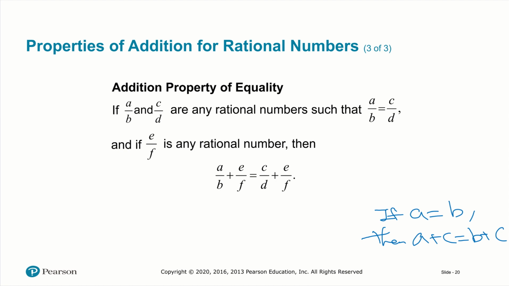And this also works with subtraction, of course. A over b minus, we call that the subtraction property sometimes, but it's just a different version of the addition property, right? Adding the opposite. So a over b minus e over f is also equal to c over d minus e over f. Okay.